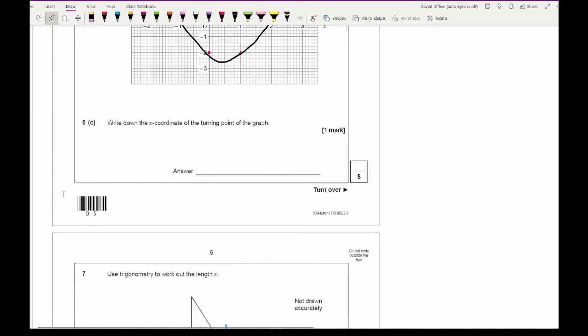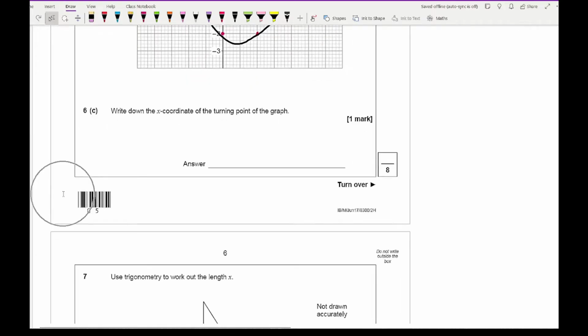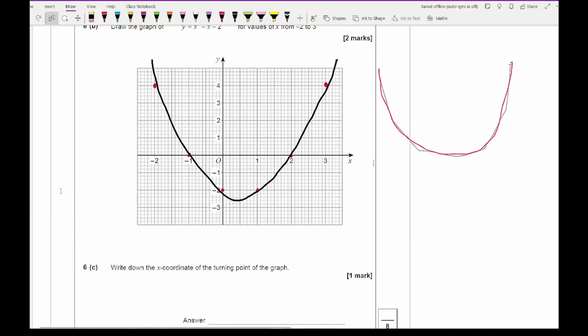Then for 6c, it says write down the x coordinate of the turning point. Well, the turning point is this point here, and we're only interested in the x ordinate, so it's this number here, which is 0.5.